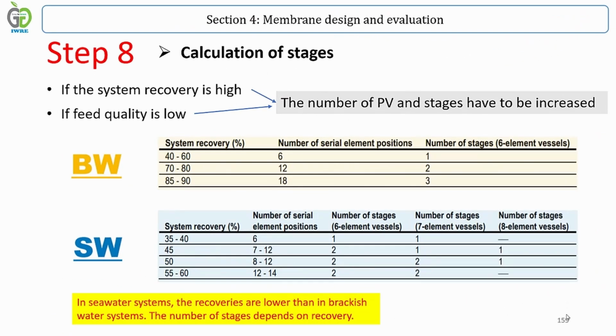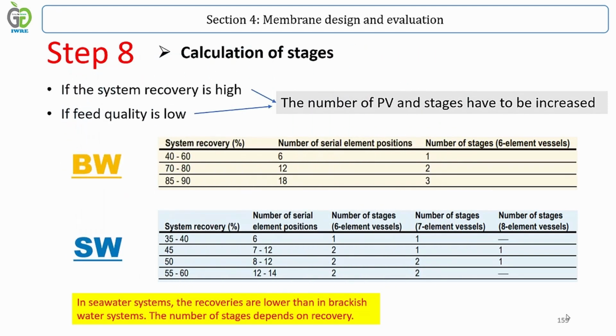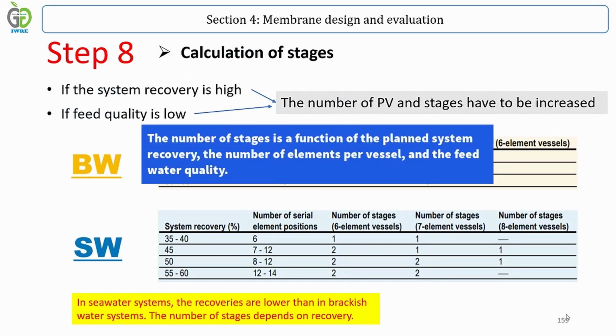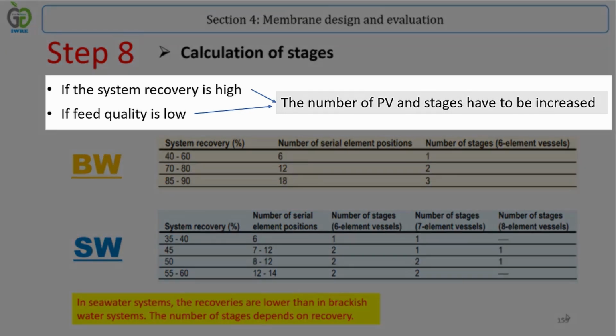Step 8. Calculation of stages. The number of stages defines how many pressure vessels in series the feed will pass through until it exits the system and is discharged as a concentrate. Every stage consists of a certain number of pressure vessels in parallel. The number of stages is a function of the plant system recovery, the number of elements per vessel, and the feed water quality.